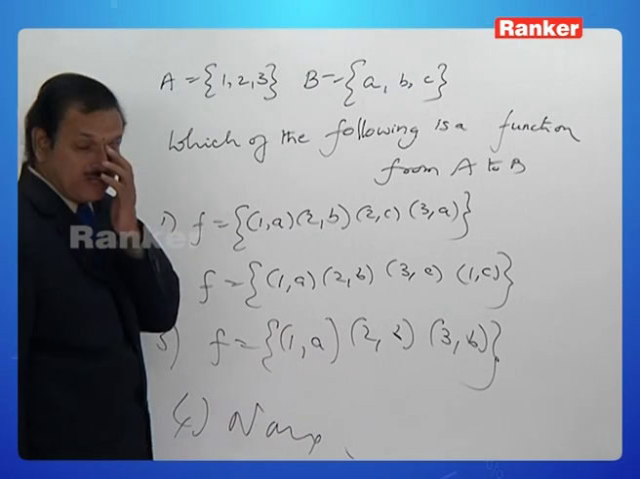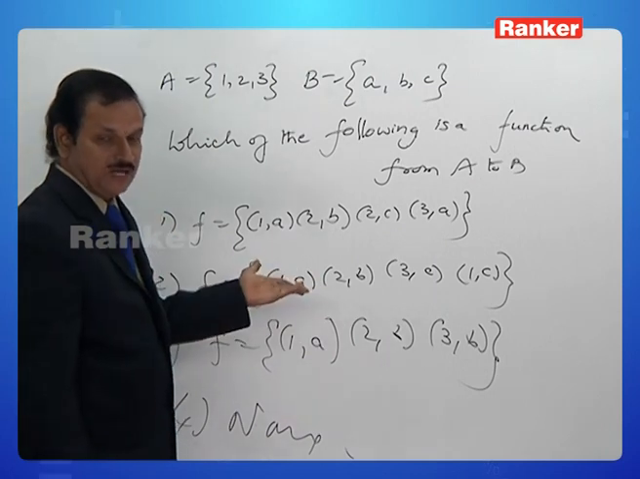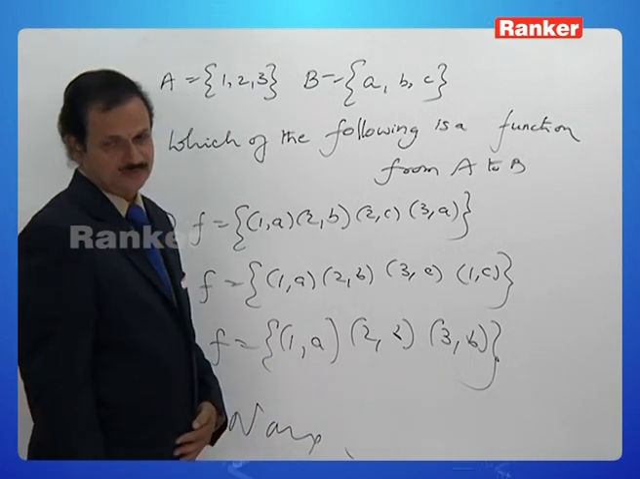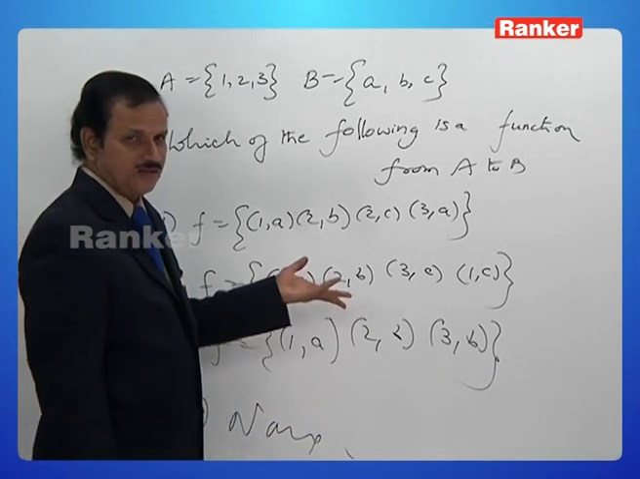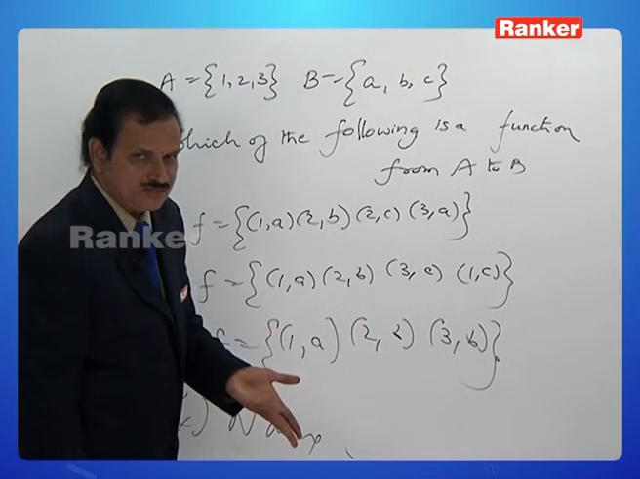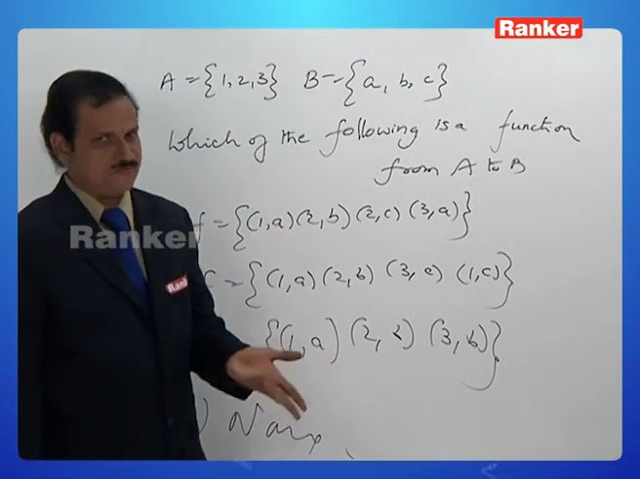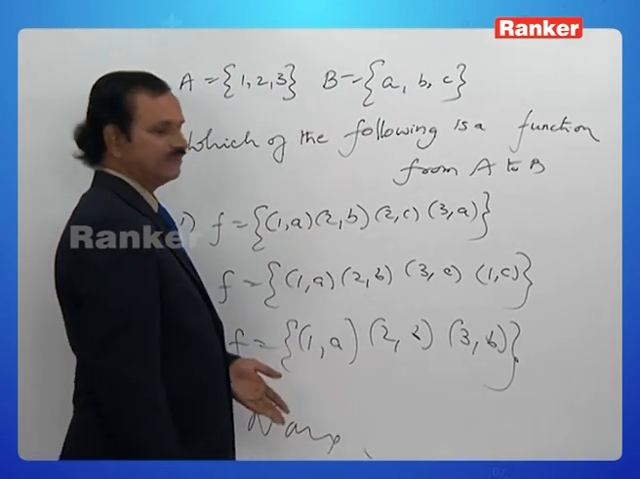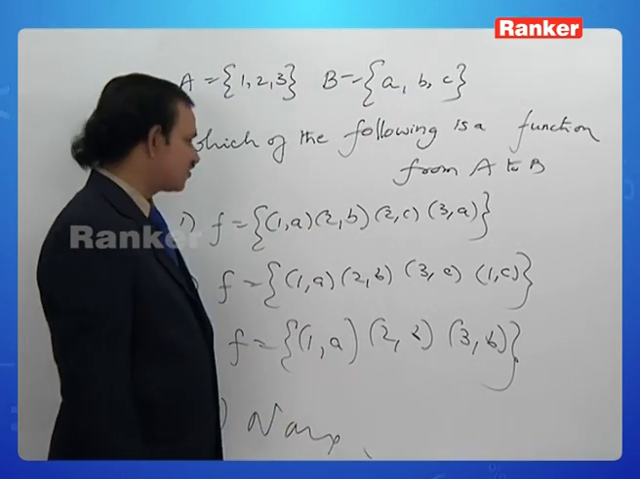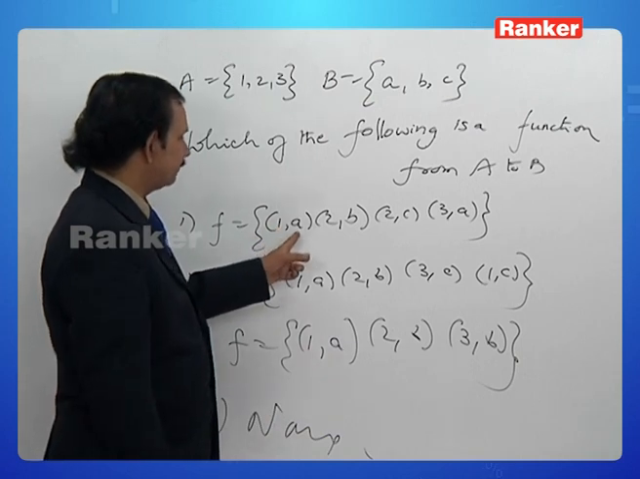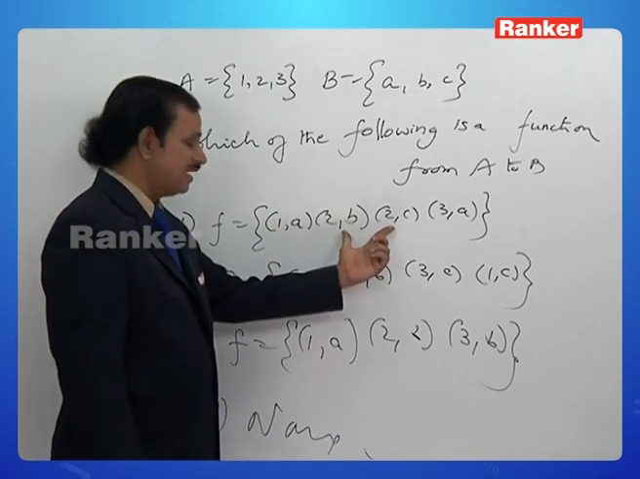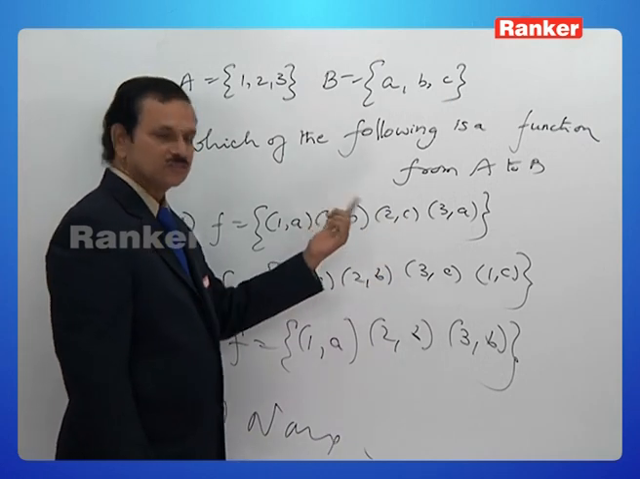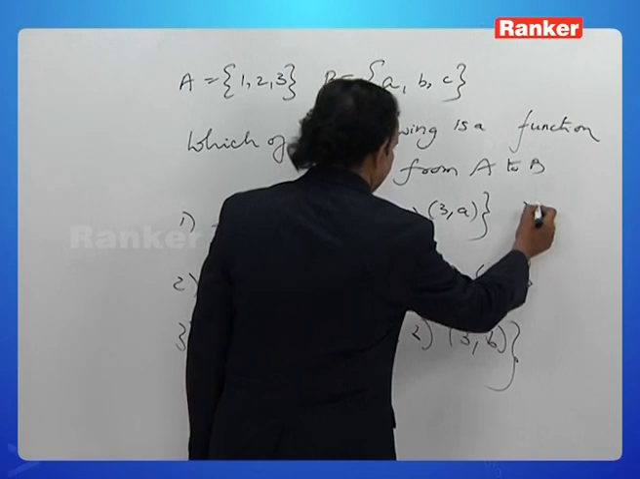Here the function has been given not in terms of a figure, but in terms of a set of ordered pairs. Why? Because basically a function is nothing but a relation, and a relation can be expressed in terms of ordered pairs also. If you look at these ordered pairs, you can easily trace an actual function. 1 has an image a, 2 has 2 images. Image of 2 is b, image of 2 is c. So it is not a function.